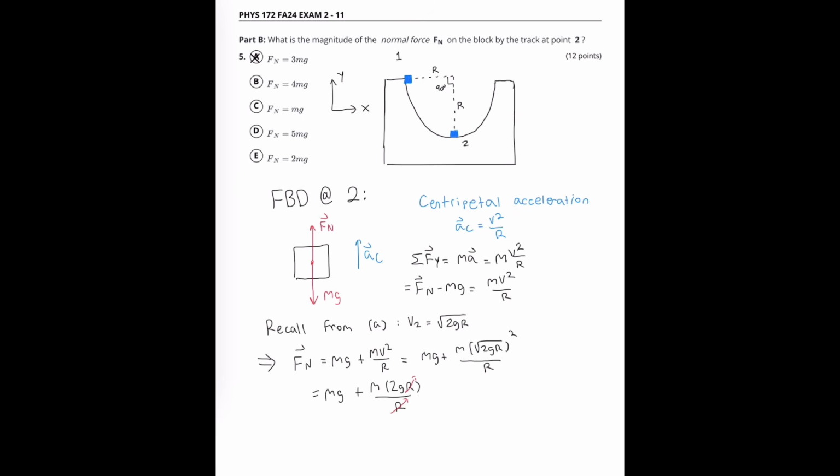So you can further write that as mg plus 2mg. So that'll give us a final answer that the normal force at point 2 is equal to 3 mg. And that will correspond to answer choice A.